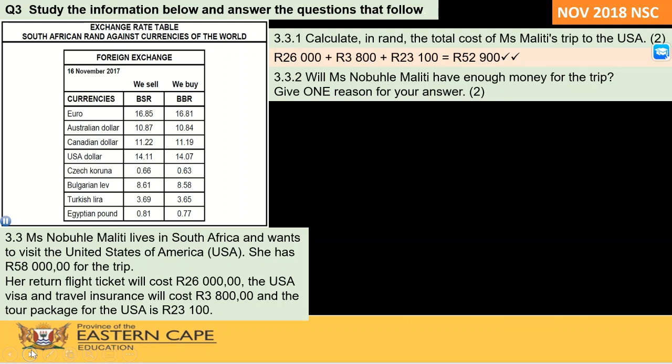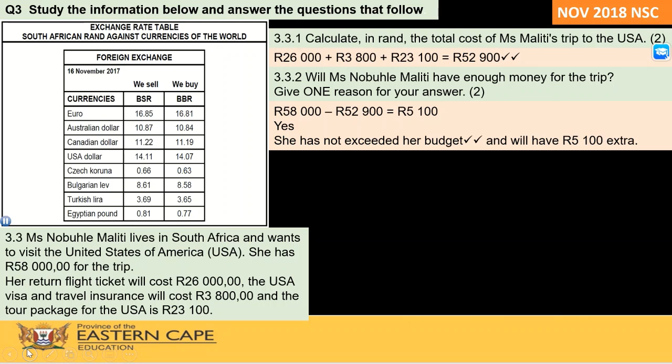The next question: will Miss Maliti have enough money for the trip? Please note, grade 12, that this question has two parts to it. The first one is, will she have enough money? The second one is, you have to give a reason for your answer. So you shouldn't have any problems answering this question. You will see that the correct answer is up on the screen. Yes, she will have enough money. And the reason is because she has not exceeded her budget and will have 5,100 rand extra.